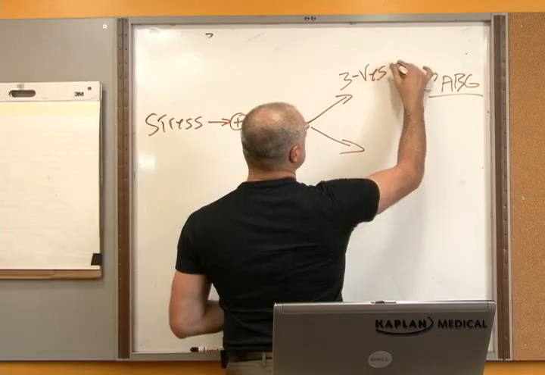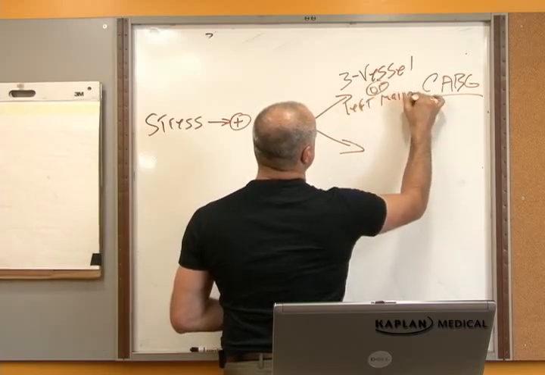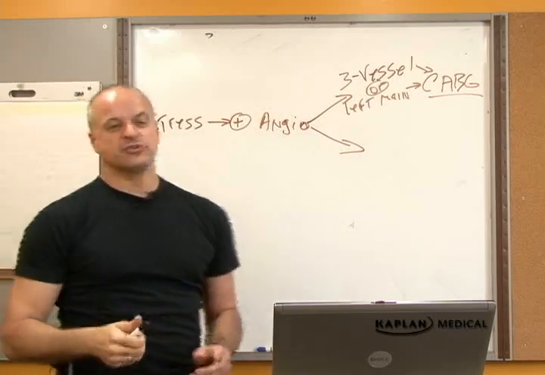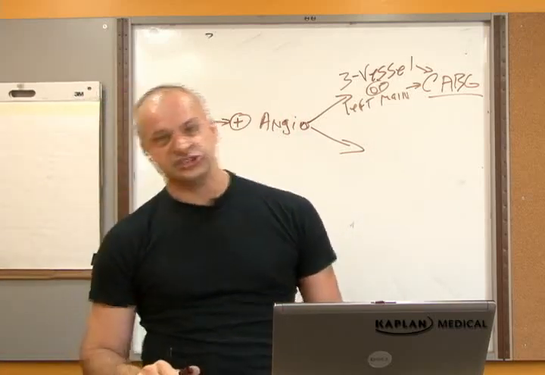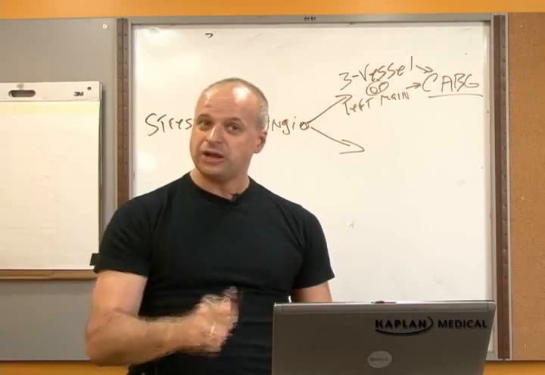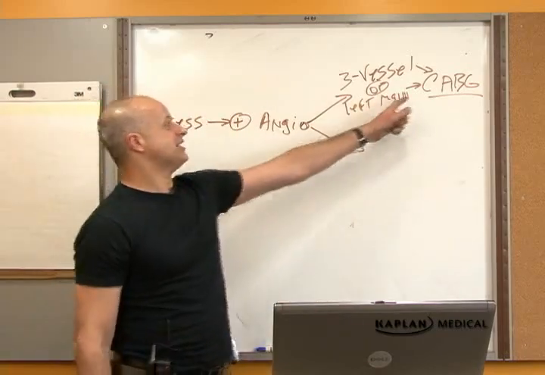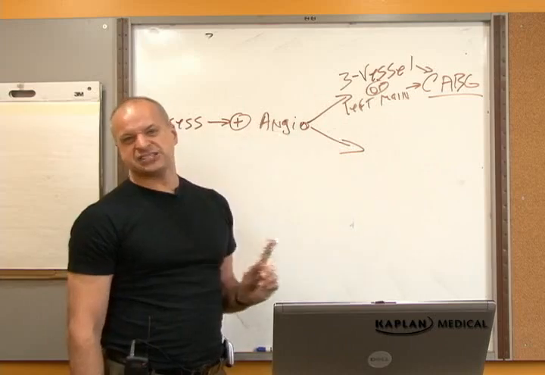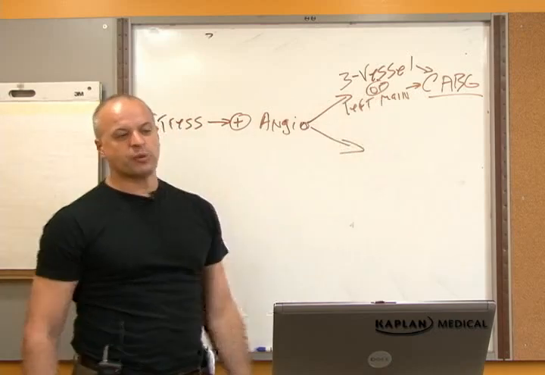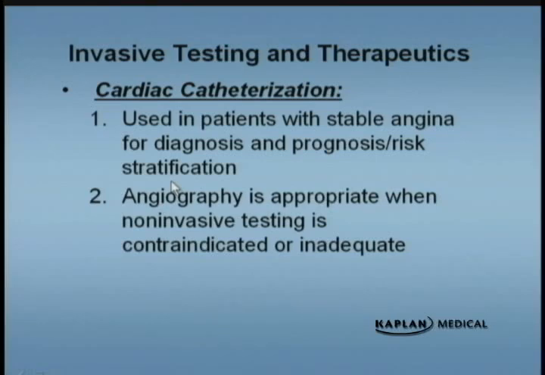Three-vessel disease or left main coronary disease. How do I know? I can't tell if it's three-vessel or left main unless I get an angiogram, unless I'm catheterized. So what's the point of being catheterized? I take people with positive stress tests and see if they need to be bypassed.